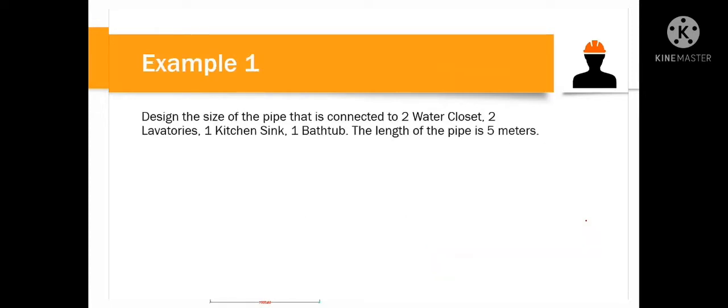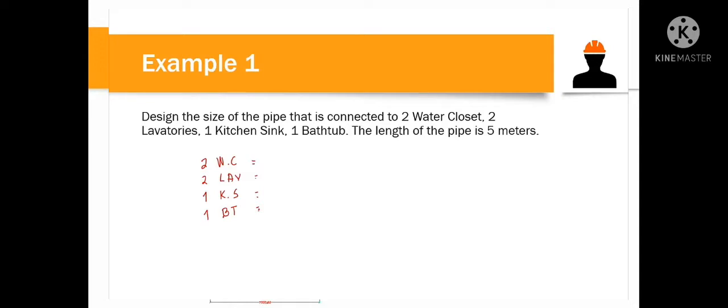So, let's try to solve problem. We have here, design the size of the pipe that is connected to 2 water closets, 2 lavatories, 1 kitchen sink, and 1 bathtub. And we have the length of the pipe, which is 5 meters. So we have two water closet, and we also have two lavatories, one kitchen sink, and one bathtub. You will know it obviously na private use siya since we only have few number of fixtures.